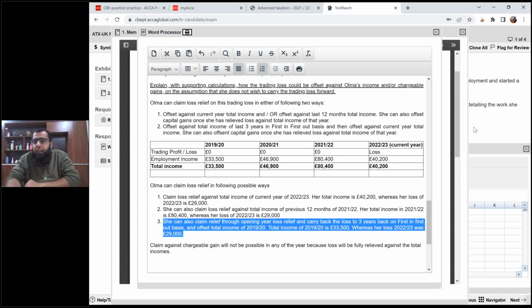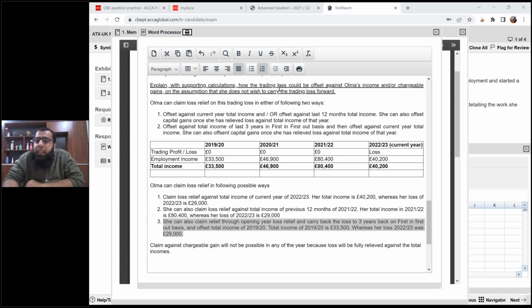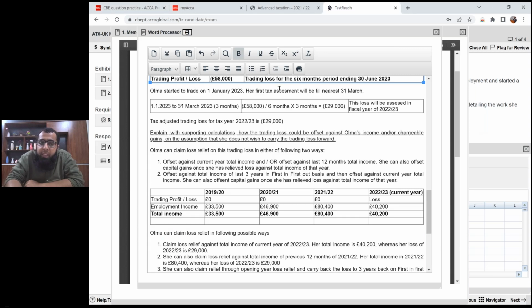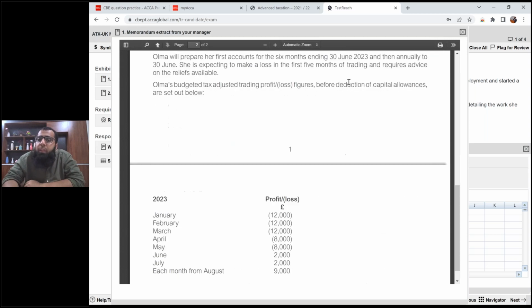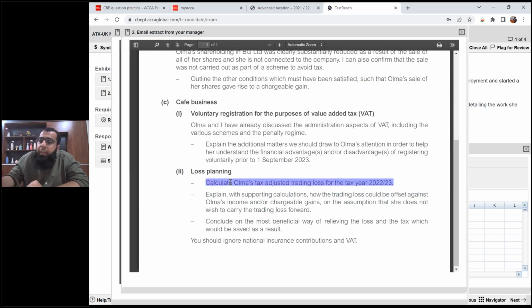Now, he said tax adjusted profit because of the capital allowance thing. He specifically stated in the question that the profit and loss figures were before the capital allowances. He said that Almas's budgeted tax adjusted trading figures were before capital allowance, so only the capital allowance adjustment was required. Coming back to the question: calculate Almas's tax adjusted trading loss. We are done with it.